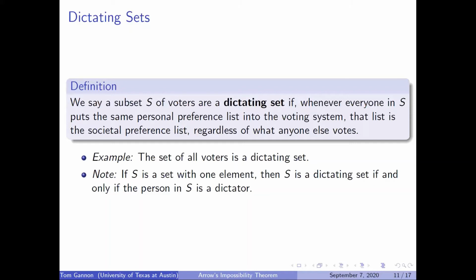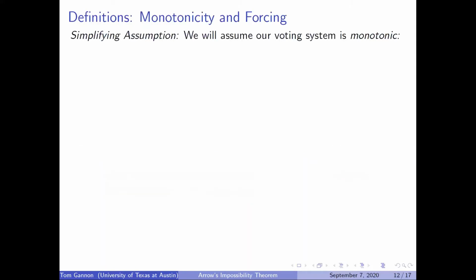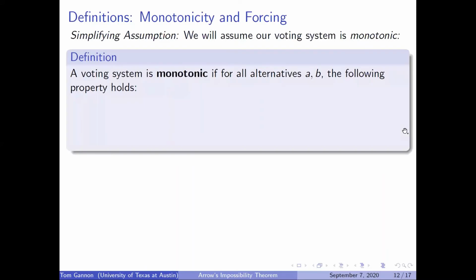I'm gonna make one more definition, and then we'll go right into the heart of the proof. So let's first make a simplifying assumption. Another assumption that you would reasonably expect your voting system to have. And by the way, we didn't use this assumption when I showed there were no ties. So already a lot of people's proposed voting systems are out. But let's assume our voting system's monotonic. What this means is the following property. If for all alternatives A and B, the following property holds.